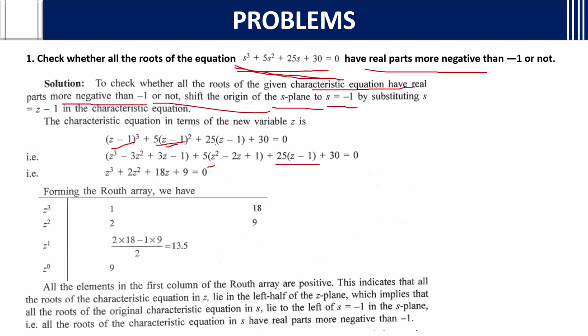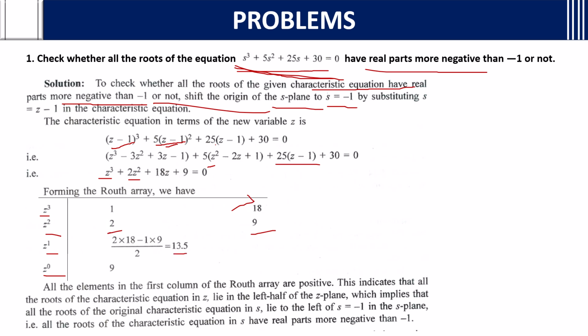So for this Z, you are going to write the root array. How will you write it? The initial one will be the highest value. So Z cube, Z square, Z1, Z0, and the coefficients are 1, 2, 18 and 9. How will we calculate? 2 into 18 minus 1 into 9 by 2 is equal to 13.5.